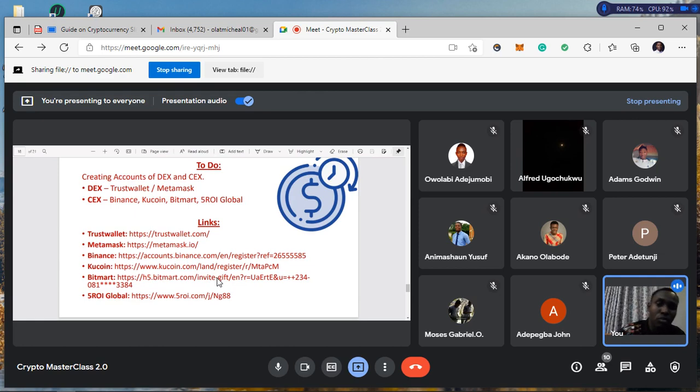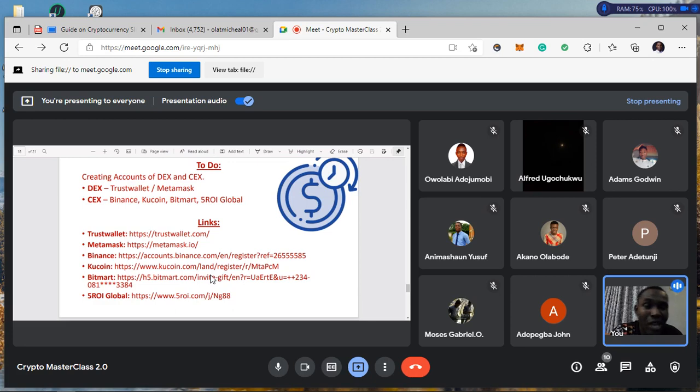You should create these accounts and also ensure you verify for the centralized exchanges to enjoy the full benefit of these exchanges. You need to be verified because there will be limits when using basic accounts. Some might have a withdrawal limit of maybe one BTC per day or a lifetime limit, depending on the exchange. You need either a voter's card, your national identity number, your international passport, or a driver's license to get verified on any of these exchanges.